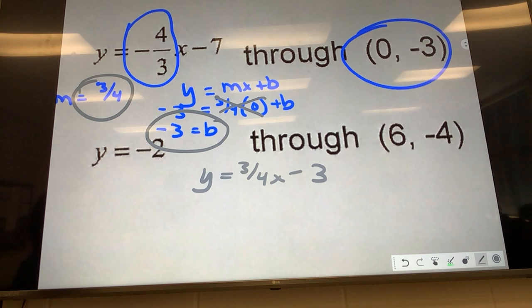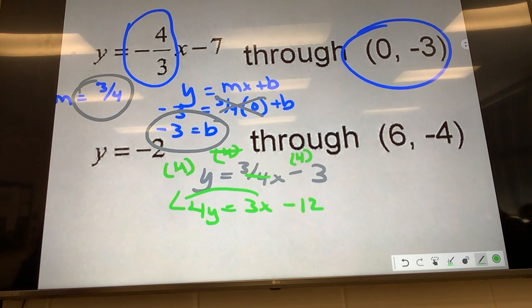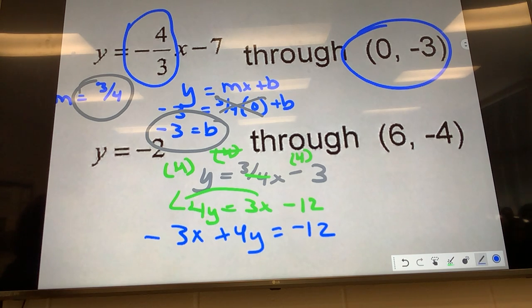But I'm not allowed to have a fraction in standard form, and I have to put it in standard form. It doesn't matter which you do first. I'm going to clear the fraction first, but I could move the x first if I wanted to. Multiply everything by 4. Beautiful. That gives me 4y equals 3x minus 12. Now I've got to move the 3x over, and I do it by subtracting it, so I get negative 3x plus 4y equals negative 12. Make sense?